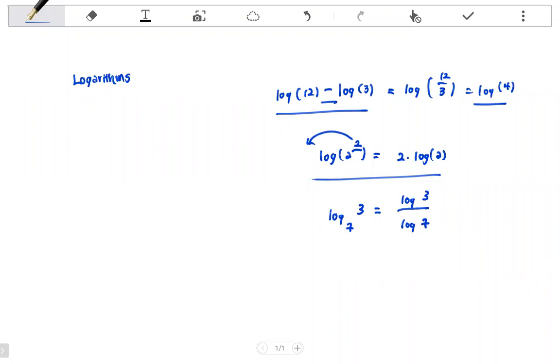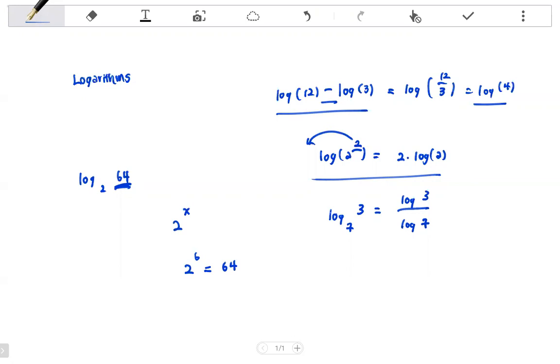So let's try one problem. Log base 2 of 64. If we want to simplify this, what's going to be our first step? Well, I think changing this 64 into 2 to the power of something. What is it? Well, 2, 4, 8... 2 to the 6th, yeah. 2 to the 6th is going to be 64, right? 2 times 2 times 2 times 2 times 2 times 2 is the same thing as 64.